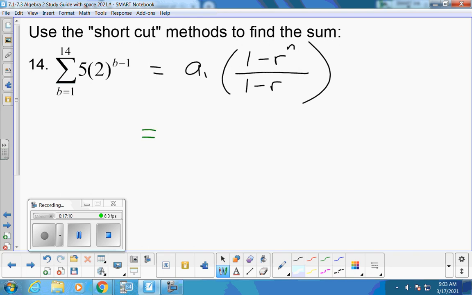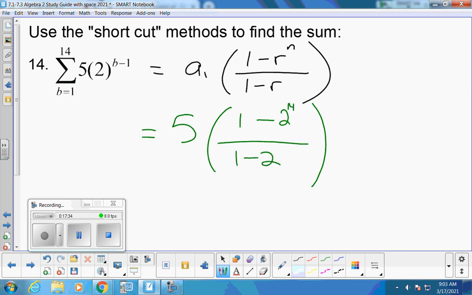A1 is the first term, and you can get it by putting a 1 in for B, just to verify it is what you think it is. It's 5. Good job. And then it's 1 minus R, which is our constant multiplier. What's our constant multiplier? 2? Everybody okay with that? And then N is how many terms there are. There are 14 terms. And then the bottom, 1 minus R again. Can you tell that's a 14?